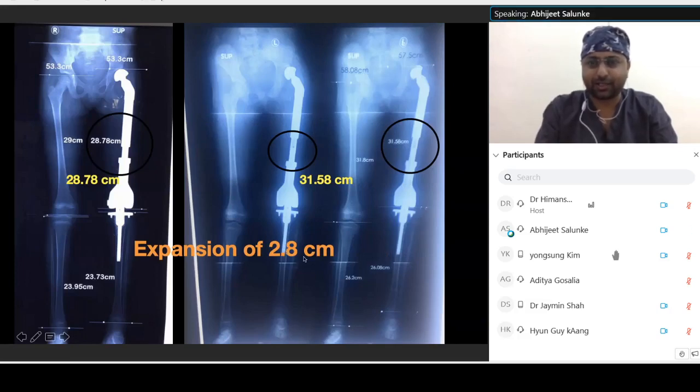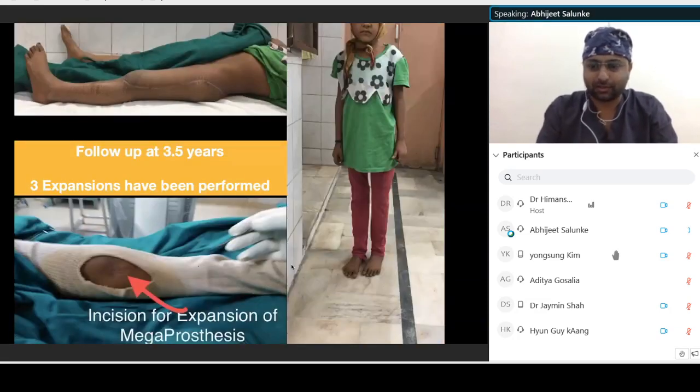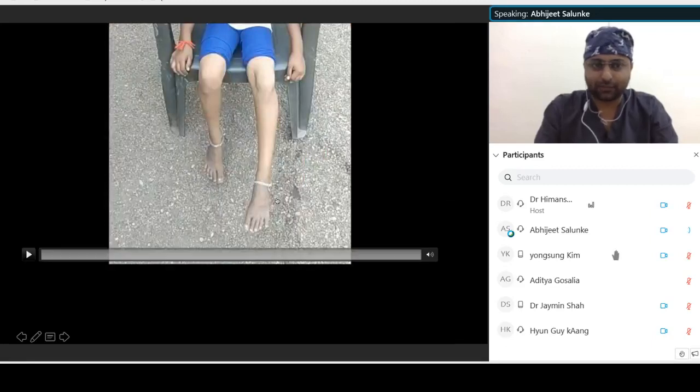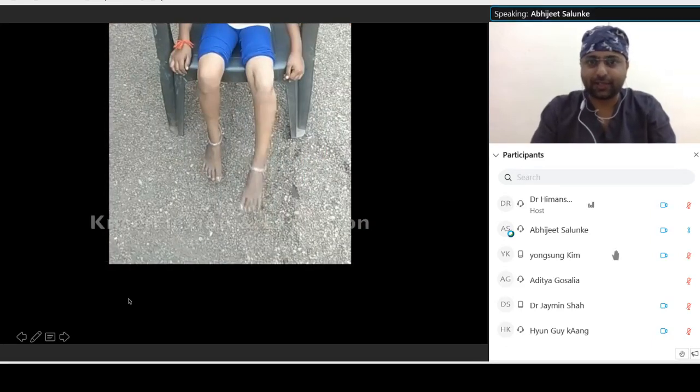So it's expanded now nearly 3 to 4 centimeters down. And this is now nearly 4 years follow-up for her. So we can appreciate her functional outcome. This is the knee flexion.